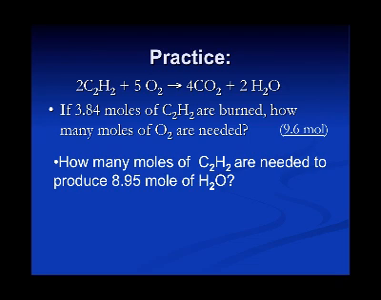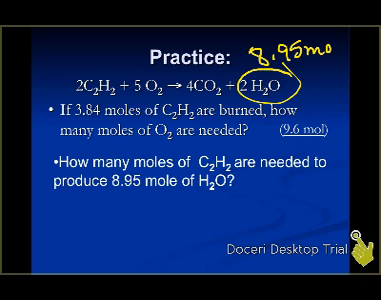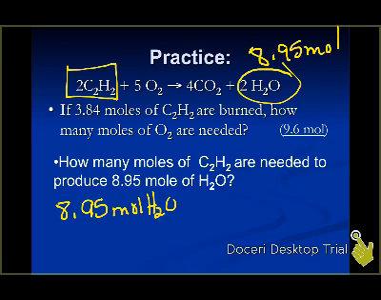Okay, but let's try one more one-step conversion just to make sure we're all on the same page. So, this time around, we are going to produce 8.95 moles of H2O. And it wants to know how much of this are we going to need in order to get 8.95 moles of H2O. Again, we're going to write down what we're starting with. So 8.95 moles. You're going to put what you want over what you have. We want moles of C2H2. We have moles of H2O.